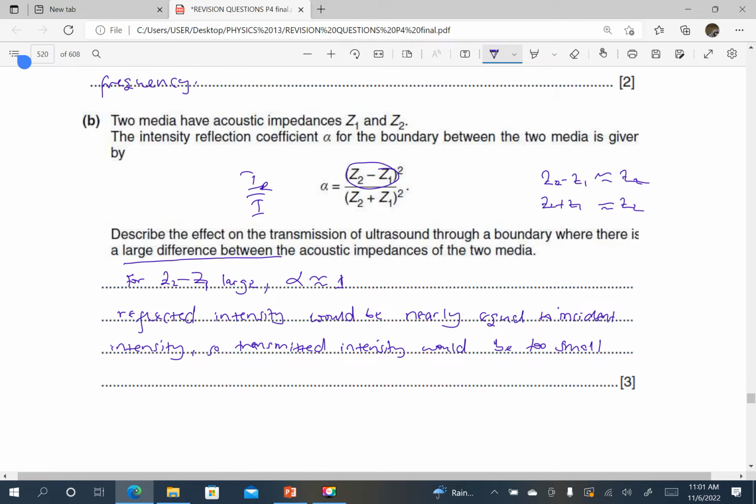The reflected intensity would be nearly equal to the incident intensity. So the transmitted intensity would be too small. Okay.